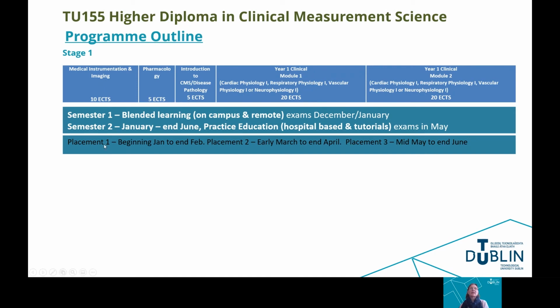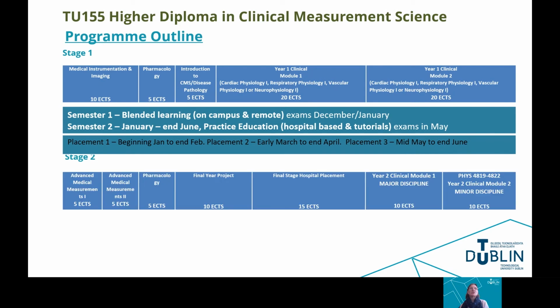So just so you understand placement in the first year, the first placement is the beginning of January to the end of February. That's an 8-week placement. Placement 2 is early March to the end of April. That's an 8-week placement. And then whichever of these 2 disciplines is your major discipline, you undertake 6 weeks placement post-exams from mid-May to the end of June.